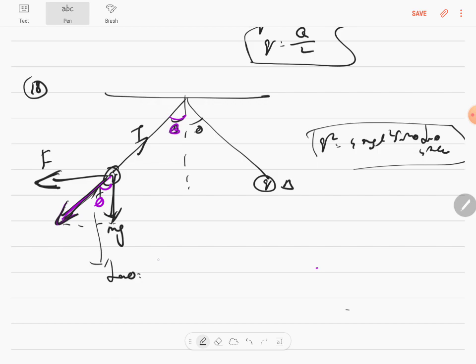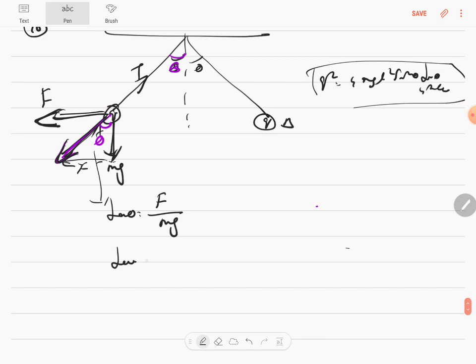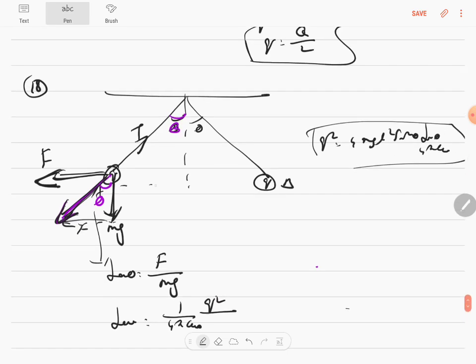It is opposite by adjacent, where opposite is f, because if this is f, this has got to be f. Correct? And adjacent is mg. Tan theta is f by mg. And tan theta is equal to f, where f itself is 1 by 4 pi epsilon naught into q1 q2, which is q square, by the separation between them. I don't write k because the question proof has got 4 pi epsilon naught. Here comes a separation question.